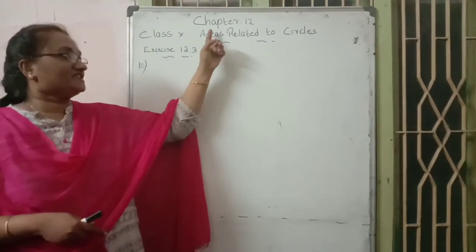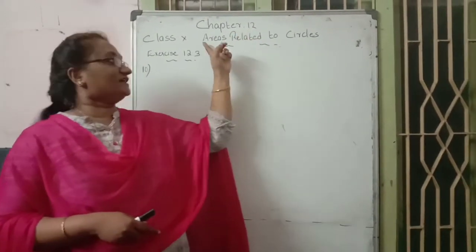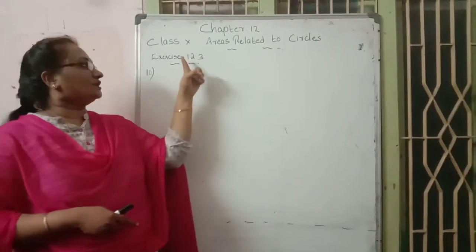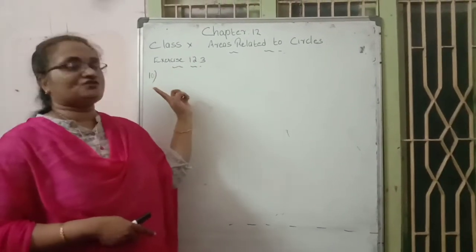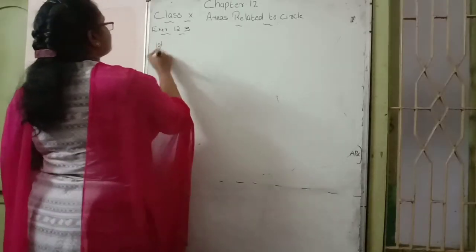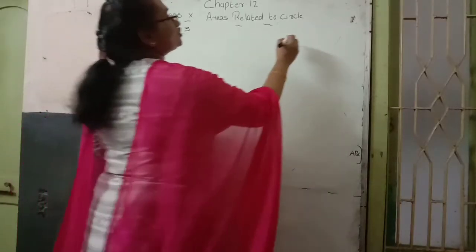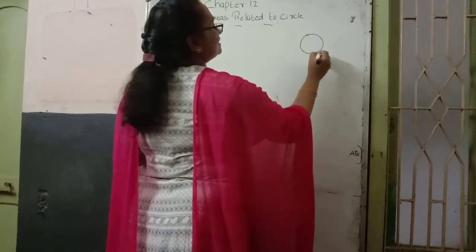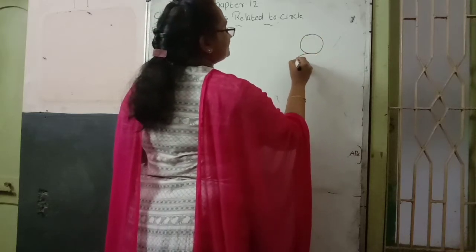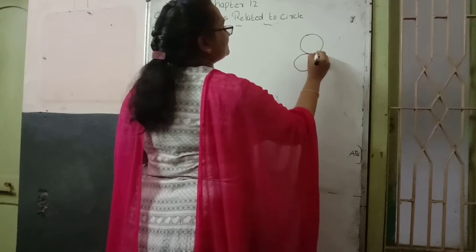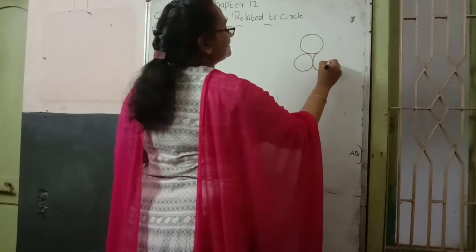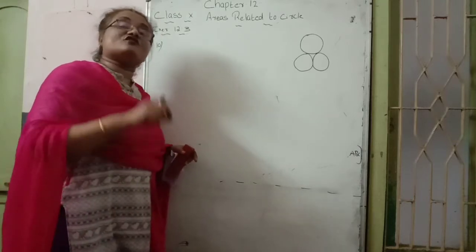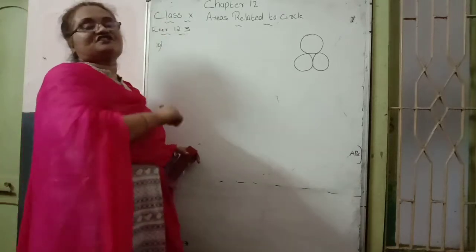Now we are going to discuss chapter 12, Areas Related to Circles, exercise 12.3, question 10. They talk about two or three circles that are touching each other. Two circles touch each other like this. Then inside that, one equilateral triangle is there.